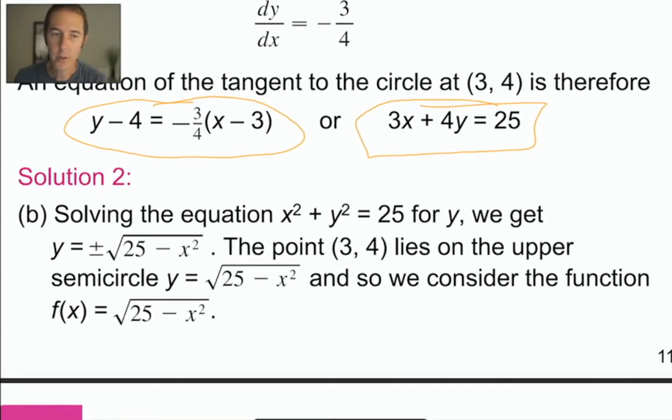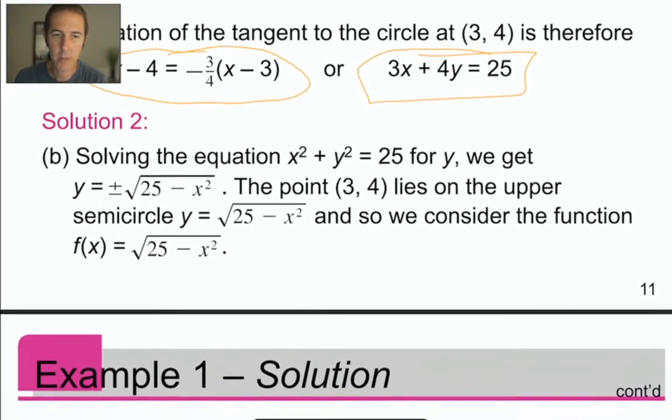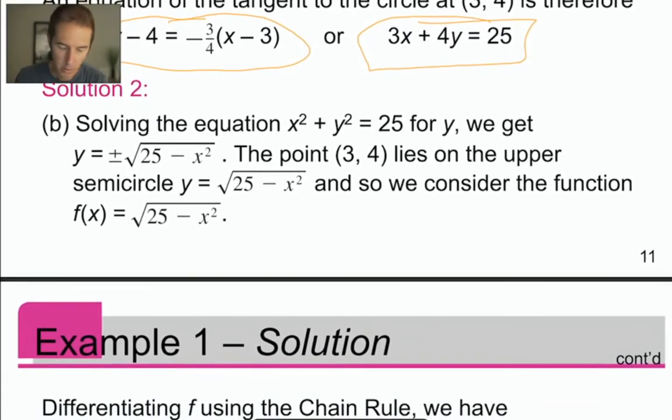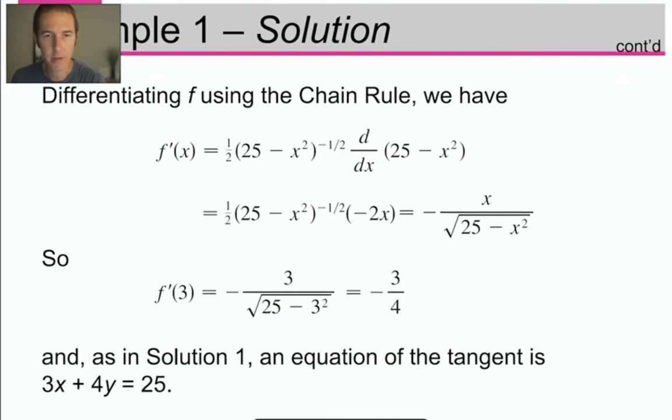Solution 2 is redoing the problem that we just did, except instead of doing implicit differentiation, we've solved for y equals. We know that the point (3, 4) is on the top half of the circle, so we're using the positive version of that y equals equation. We come down to the next slide, we actually take the derivative of that equation. The derivative of that equation looks like this.